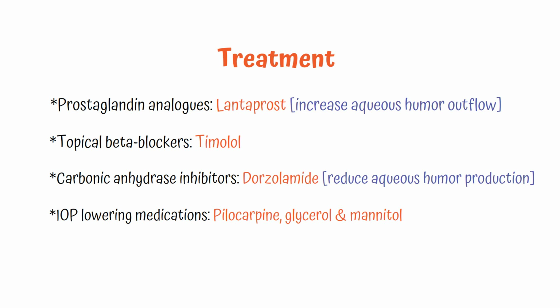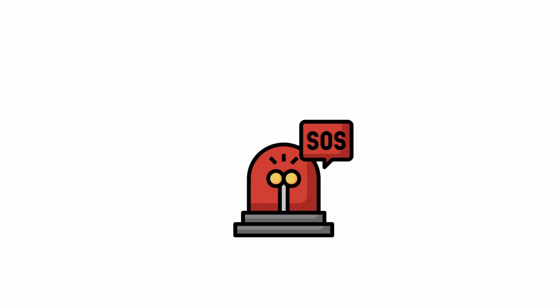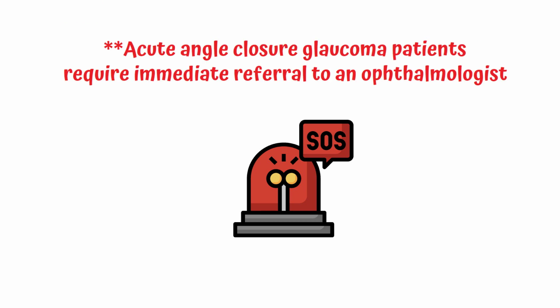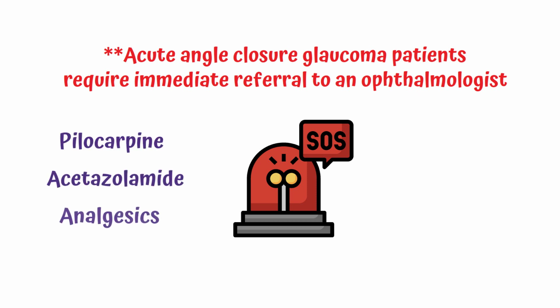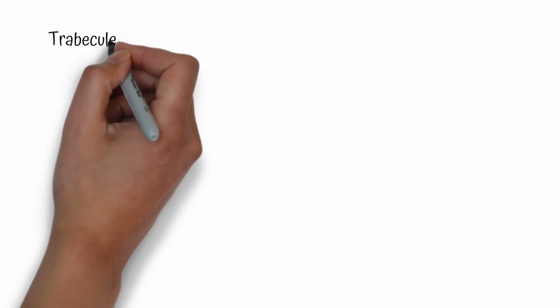When it comes to the management of acute angle closure glaucoma, it's important to remember that this is an ophthalmologic emergency that can lead to rapid irreversible vision loss. Therefore, immediately referring the patient to an ophthalmologist is important. You can ask the patient to lie on his or her back and give pilocarpine, acetazolamide, analgesia, and antiemetics while you wait for the ambulance.